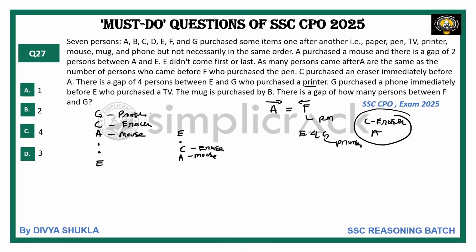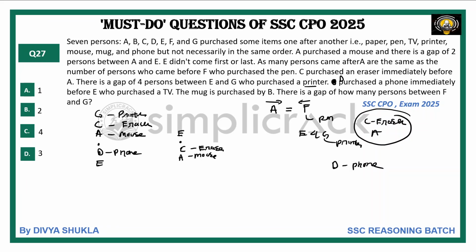Okay. Then only there is a gap of 4 persons between G and E. G purchased a phone immediately before E, who purchased a TV. Just a second, I have to check this again. It should be actually D. D purchased a phone immediately before E. So replace this G with a D. So D is purchasing immediately before E, and D is purchasing a phone.